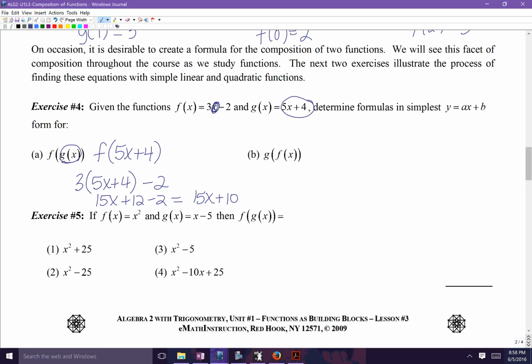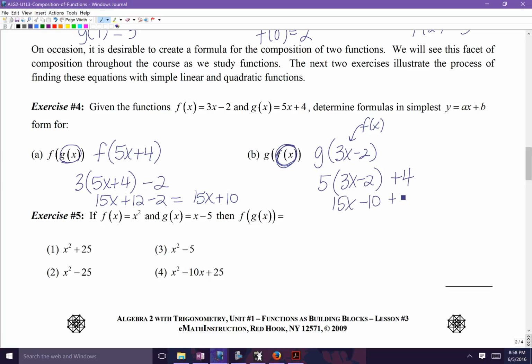Letter B. So now they want us to do it the other way. We're going to take the f function and substitute the f function into the g function. So first I'm going to rewrite it. F of x has a value of 3x minus 2. Remember, this is just f of x. So now in the g function, wherever I see an x, I'm going to replace it with 3x minus 2. So the g function says 5 times 3x minus 2, plus 4. That's 15x minus 10 plus 4. Combine your like terms.